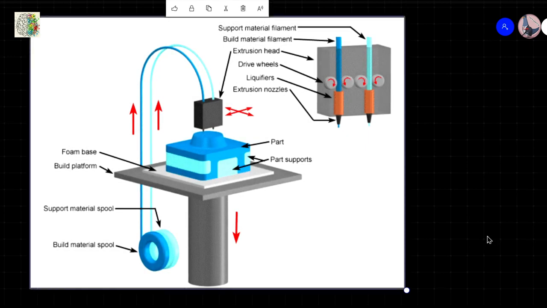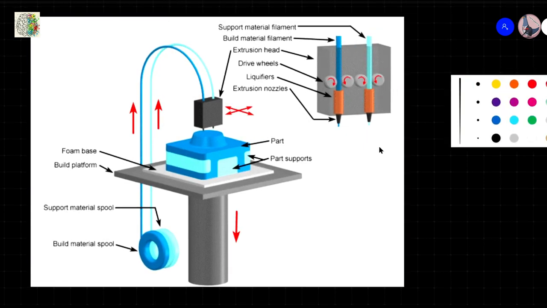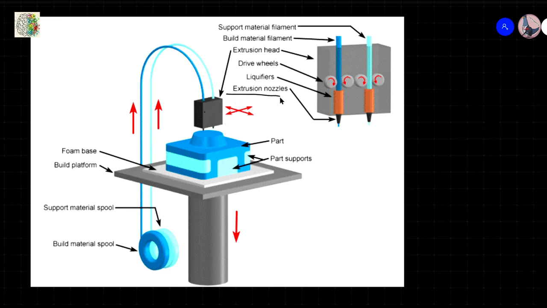Now I will show you some photographs of an example of FDM so that you can remember. See, this is an example of FDM. This is called the extrusion nozzle, this part, and these two are polymer wire spools. These polymers can be ABS or PBS. ABS stands for acrylonitrile butadiene styrene, and PBS is polybutadiene succinate. I will write down the full forms, you can remember them.